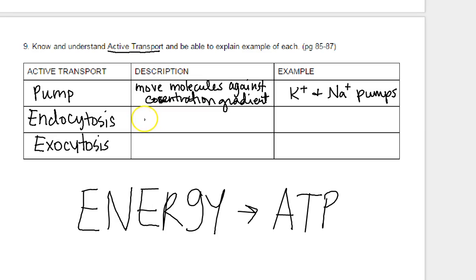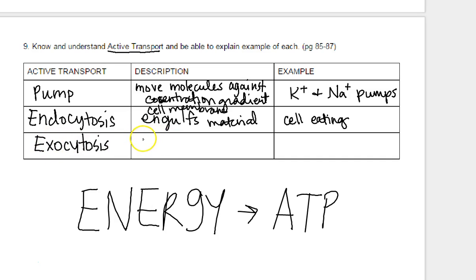Okay, endocytosis is when you're going to see this word engulfs. Okay, when the cell engulfs something. We call this phagocytosis when a cell's eating, or when a white blood cell eats a bacteria, or when a cell takes in water. Okay, so engulfs something from the outside. And this is really the cell membrane. Cell membrane engulfs material. Okay, so this is like cell eating, or white blood cells killing bacteria from your immune system.